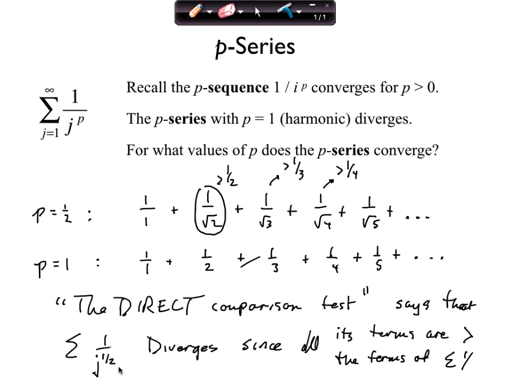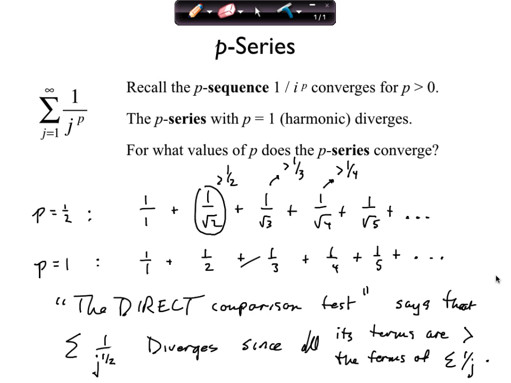If that was uncomfortable, good. So there should not have been p to the 1/2. The exponent is p, right? The direct comparison test says that the sum of 1 over j to the 1/2 diverges since all of its terms are greater than the terms of the series 1 over j, which we know diverges. So if it's bigger than something that diverges, it also diverges. That's the direct comparison test.